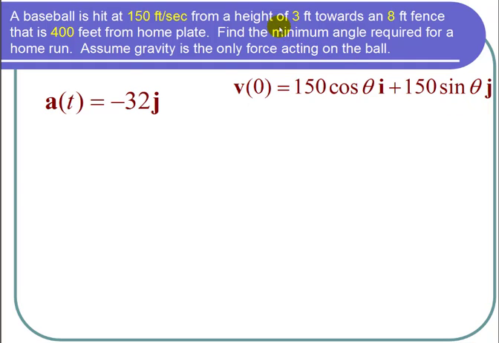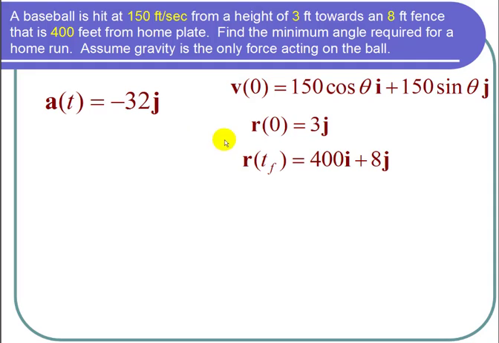We also know that it's hit from a height of 3 feet. So that means the initial position is 3 feet above home plate, or that r of 0 is 3j. We also know that when the ball is at the fence, I'm going to call that t final, or t sub f, we're 8 feet high and 400 feet from home plate. So this gives us that r of t final is equal to 400i plus 8j.